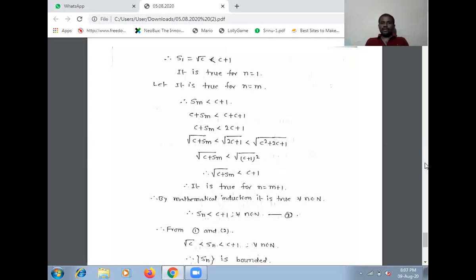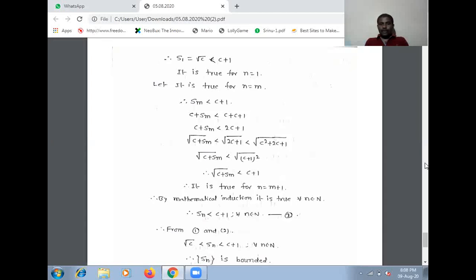Now let it be true for n equal to m. So that means Sm less than C plus 1. Now adding C on both sides, C plus Sm less than C plus C plus 1. On the right side, C plus C is 2C, so 2C plus 1. So taking the root on both sides, root of C plus Sm less than root of 2C plus 1.